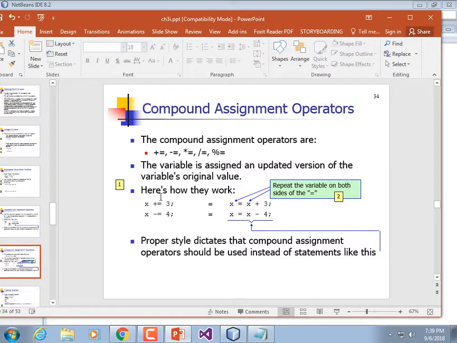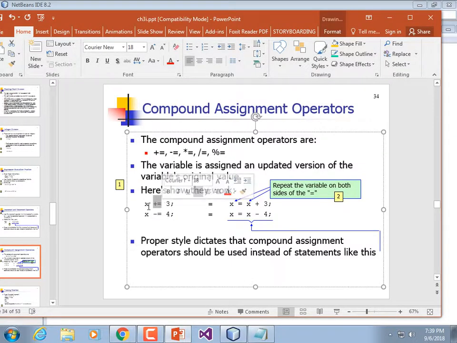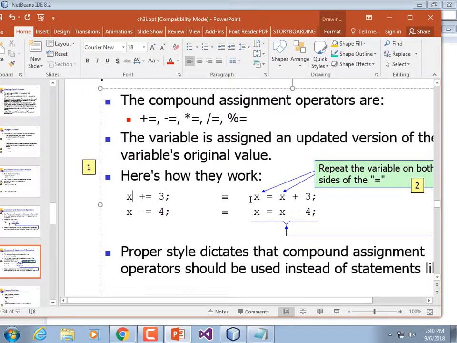So compound assignment operators, I've mentioned. X plus equals 3 is the same thing as saying x equals x plus 3. X minus equals 4 is the same as saying x equals x minus 4.